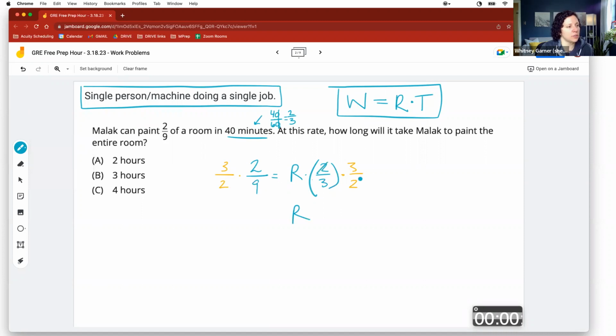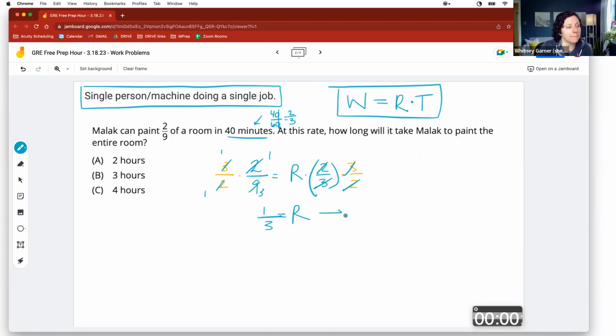And so this 2 and this 2 and this 3 and this 3 cancel. We get a little canceling over here. This is 1 and 1. This 3 cancels this 9 with 3. So Malik's rate is 1 room every 3 hours, right? We can then plug this back into another formula if we wanted to solve for how long it's going to take Malik to paint 1 room.